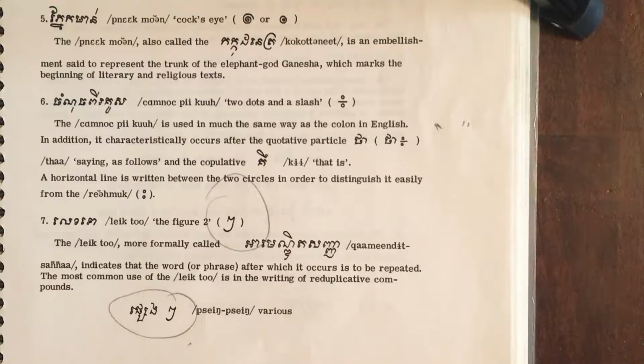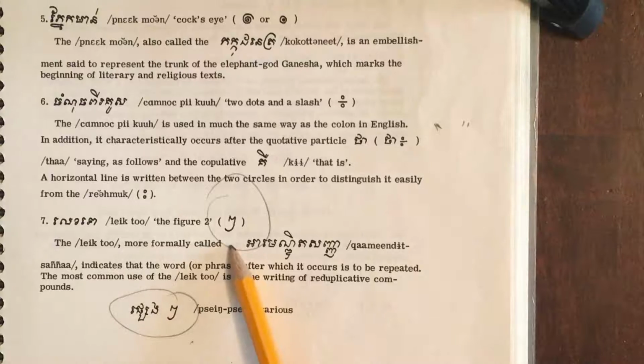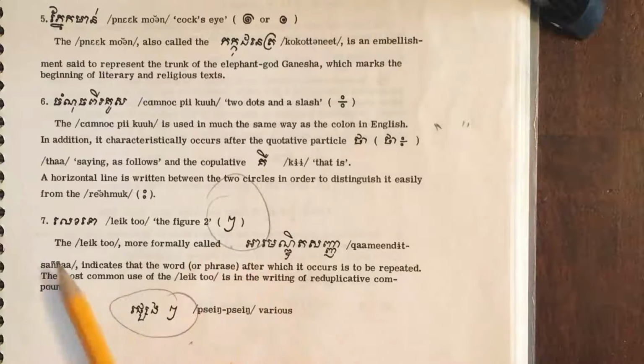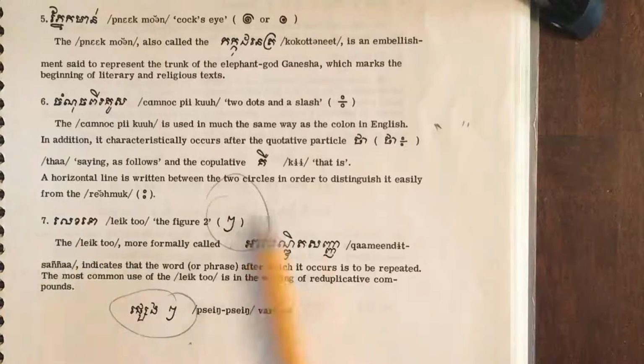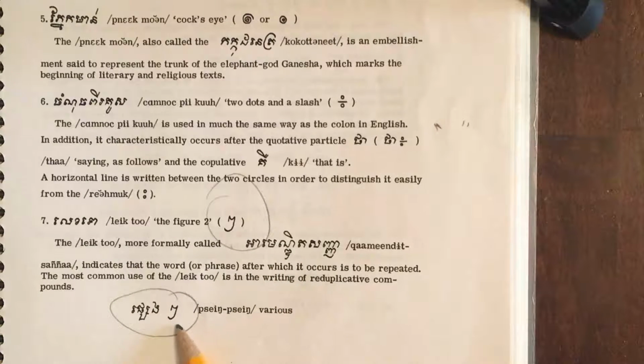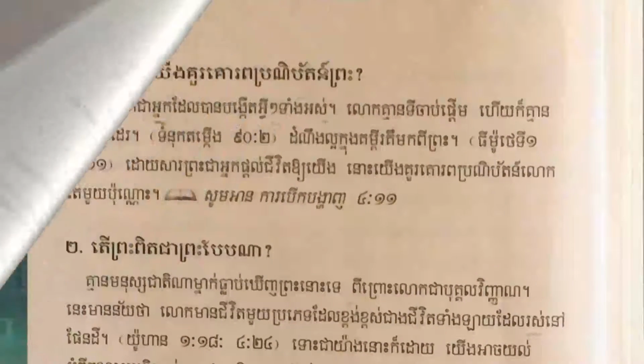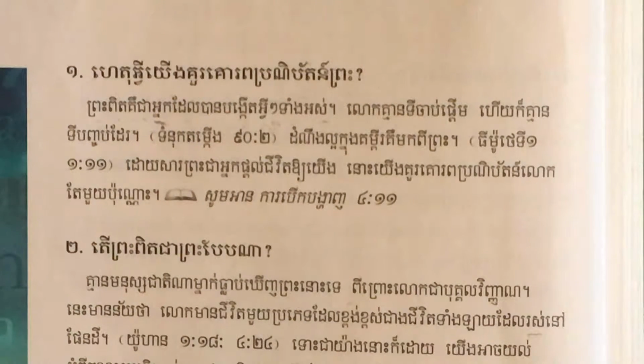The repeater symbol looks like this. This is mentioned on Huffman page 55. This is number 7. And it just means that the word preceding it is repeated. So we had away, so it would become away. Back to the paragraph.